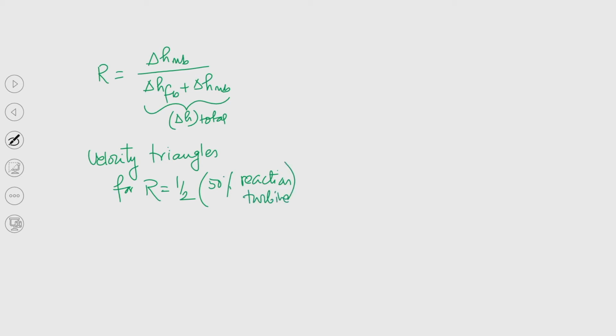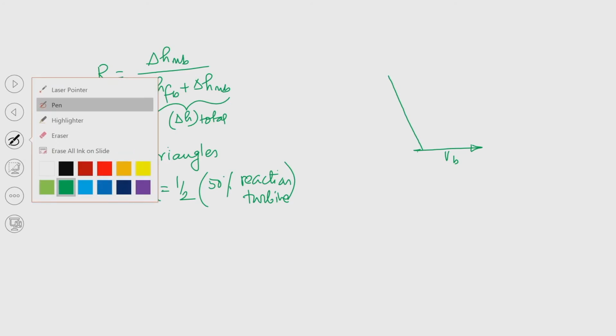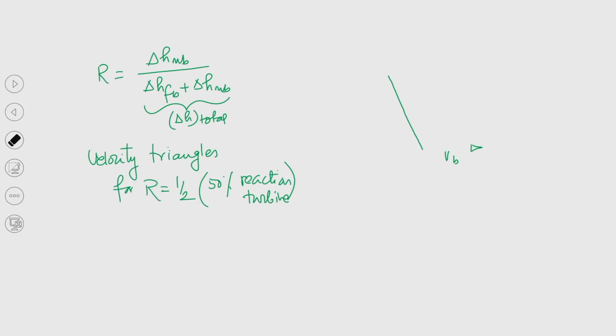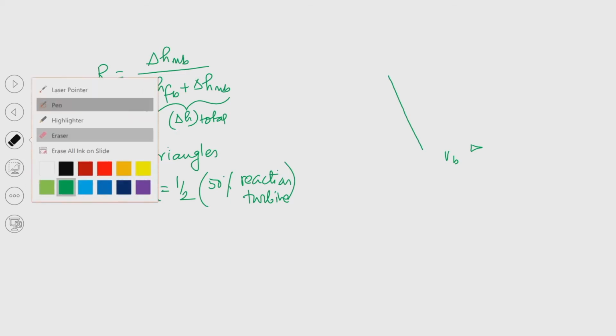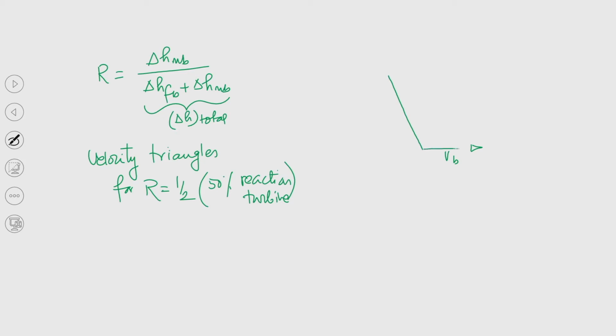Okay. So, let us draw the velocity triangles. This is V b, that is blade velocity. So, this is the inlet velocity diagram.